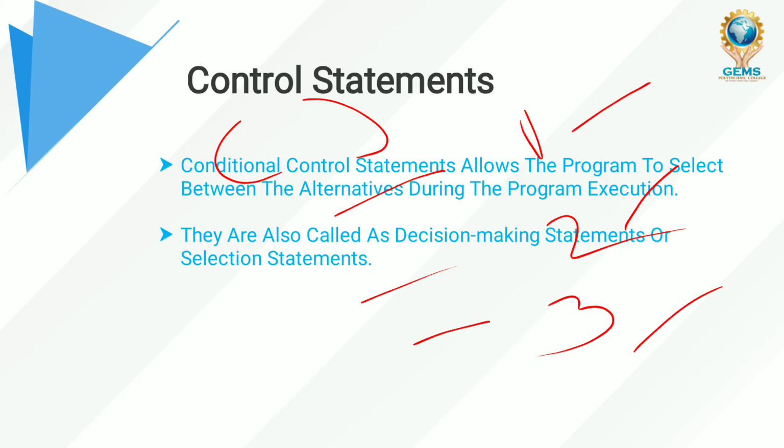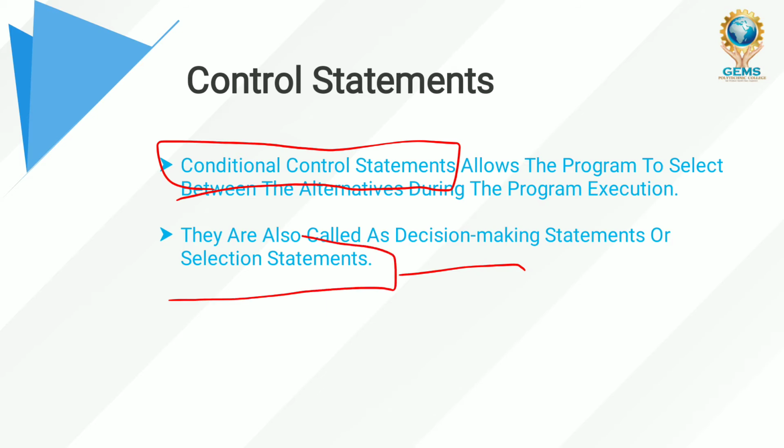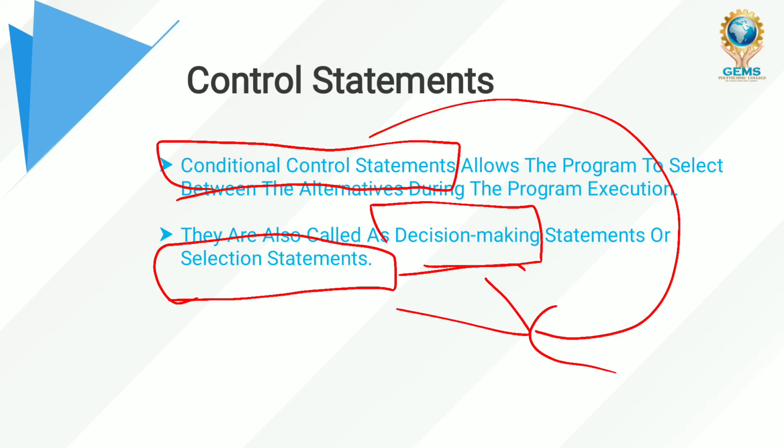One more thing we have to understand here, for clear understanding: conditional control statements are also called decision making statements or selection statements. Don't get any confusion. What a selection statement means, what a decision making statement is, and what a conditional statement is, don't think that they are different. They all are the same.